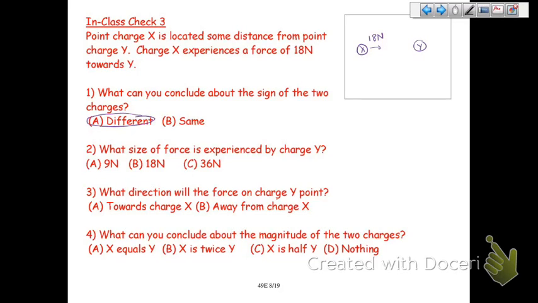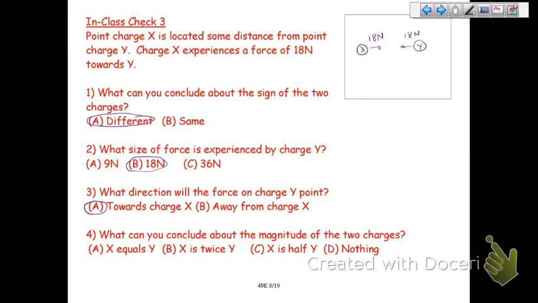And then what size of force is experienced by charge Y? So what would we have? Anybody? It's got to be 18, because good old Newton's law says equal and opposite. So that would be 18 newtons. So what direction, well, I just did it, didn't I? What direction will the force on charge Y point? It's going to be towards charge X, because they're attractive forces, so we know that. Agreed?